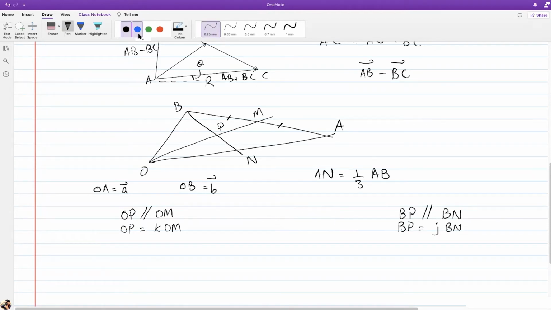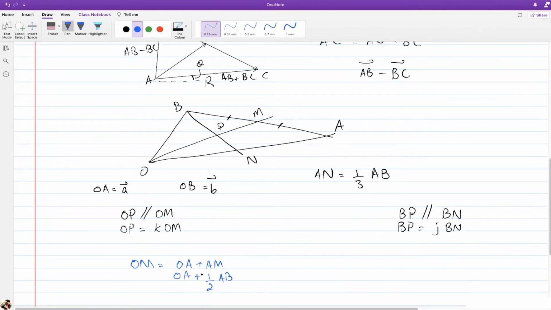Is it possible for us to figure out what ON is? How much will ON be? Or let's do OM first. How many A's and how many B's is OM? Now I can say that if I want to go from O to M, I can go from O to A and then from A to M. I can say that, right? I also know that going from A to M is same as going halfway from A to B.